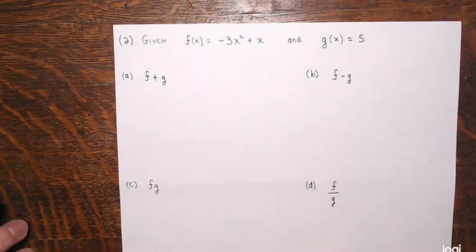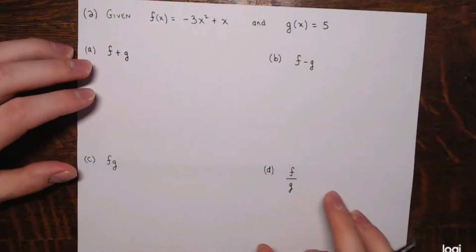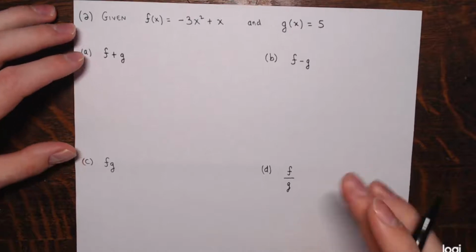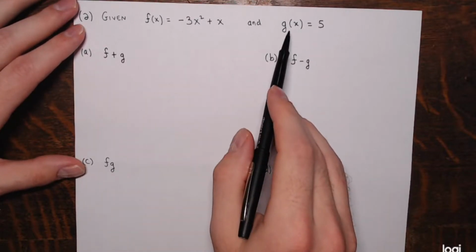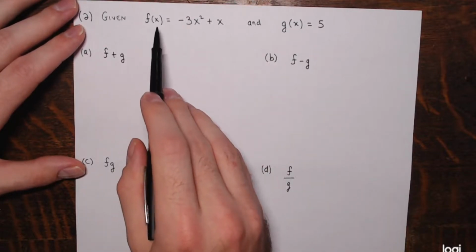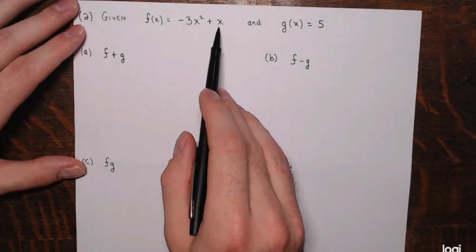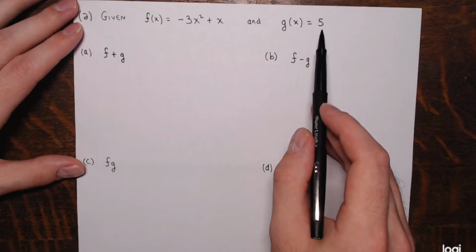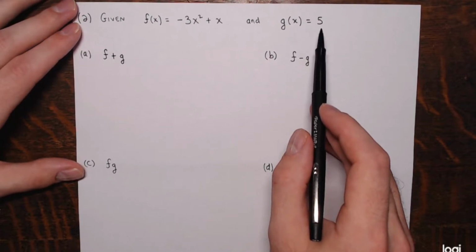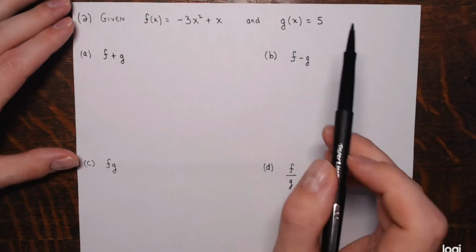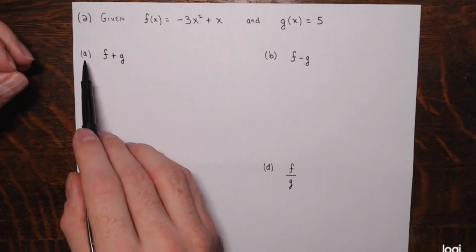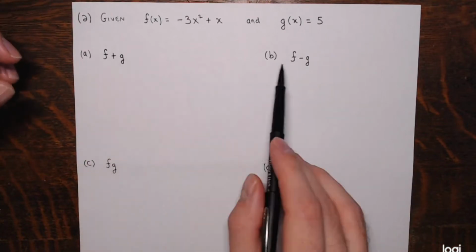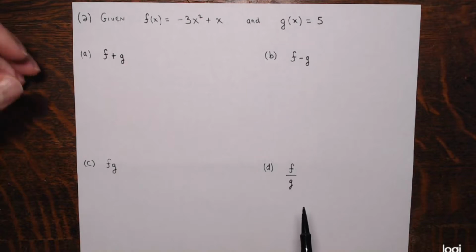All right, the next example is very, very similar, right? We're given two polynomial functions here, it looks like. F of x is negative 3x squared plus x. G of x is 5, right? A constant function. The output's always 5 for function g. All right, and then they tell us to find the same functions we found in parts A through D for example 1.